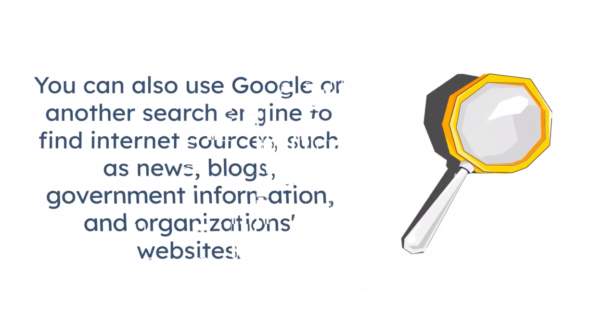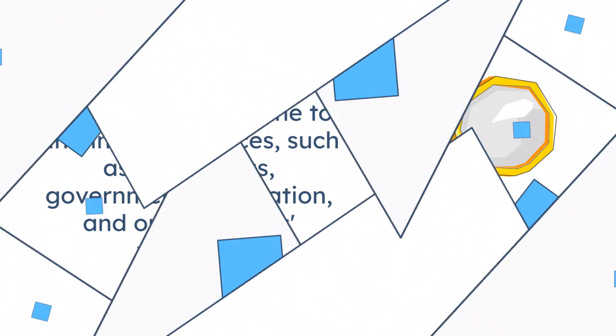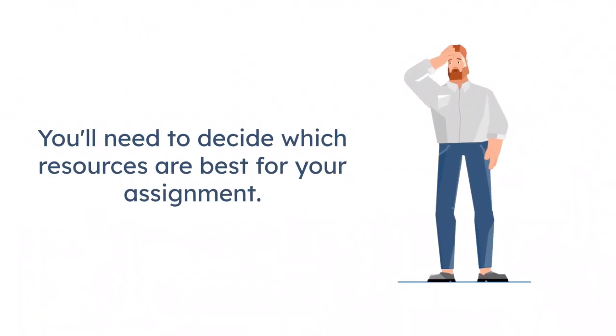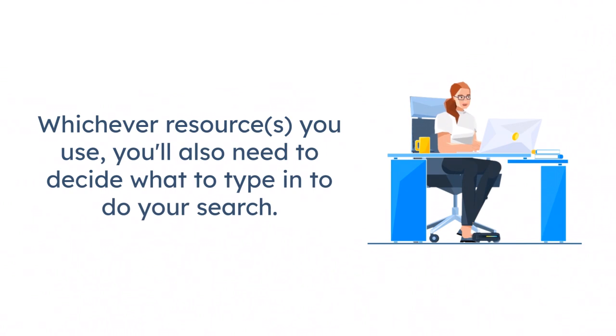Internet sources are good places for finding other information, such as news articles, magazine articles, blogs, government information, websites for organizations and companies, and other popular sources. Based on your assignment requirements and your topic, you'll need to decide where is best for you to search. You'll also need to decide what to type into your search to find the right resources.